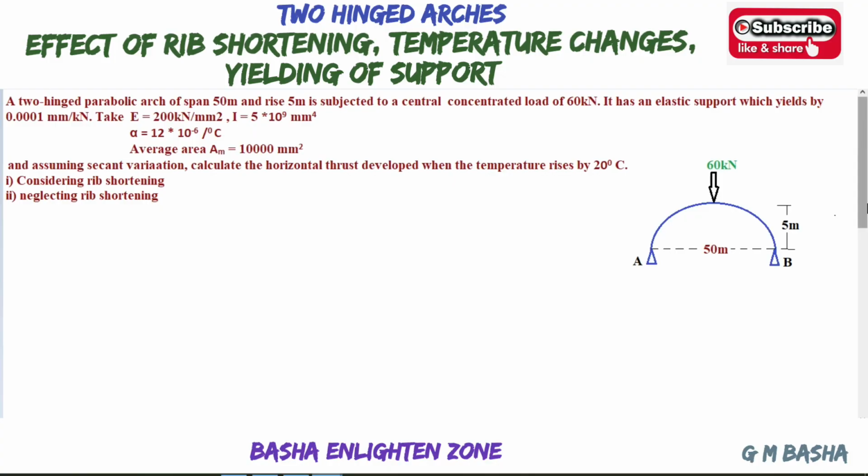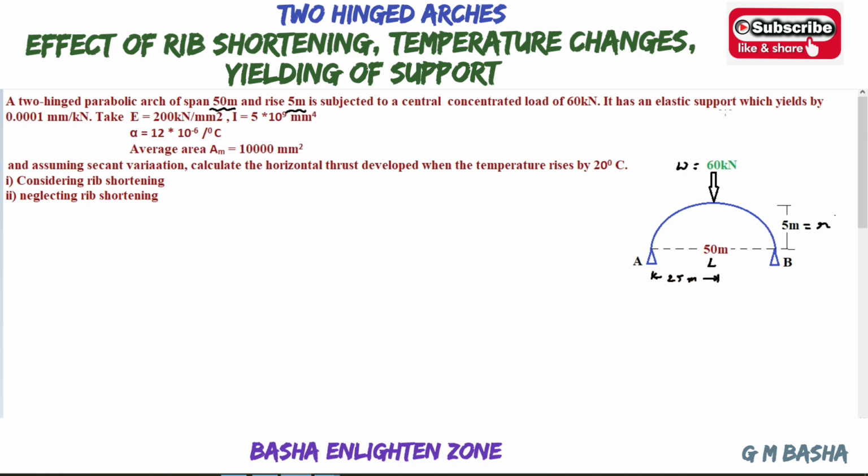In this lecture, I would like to solve another example based on the two-hinged parabolic arches. See here, a two-hinged parabolic arch of span 50 meters and rise 5 meters is subjected to a central concentrated load, that is W equal to 60 kilonewton, which is acting exactly at the center. It is 25 meters from this end and 25 meters from the other end.